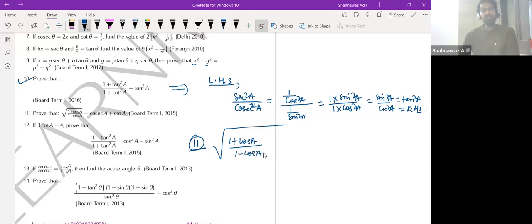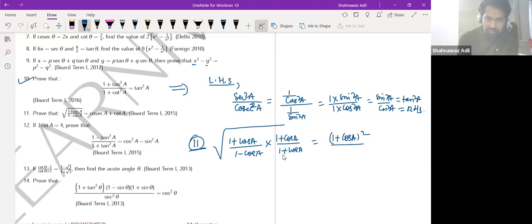Rationalize, right? So we should rationalize this one. We multiply this by (1 plus cos A) divided by (1 plus cos A). Remember, in a root we need a perfect square. Whenever we have a whole square, we can skip that part. So this one would be (1 plus cos A) whole square, because it is 1 plus cos A times 1 plus cos A.